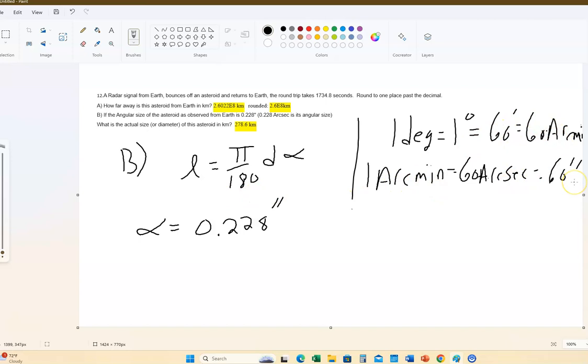We have that 1 degree, and you can write it as "degree" or with a little circle, is equal to 60 arc minutes. A single hash mark means arc minutes, or you can write the words arc minutes. And 1 arc minute is the equivalent of 60 arc seconds. So it's like you take a degree and break it into 60 equal parts.